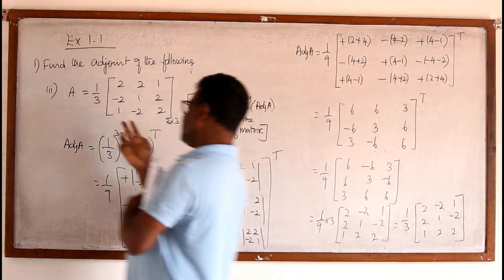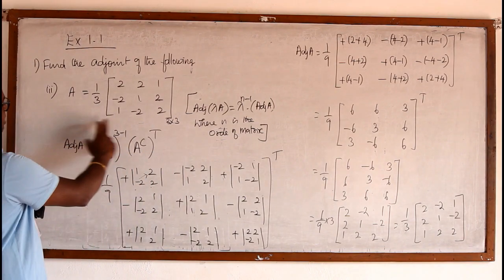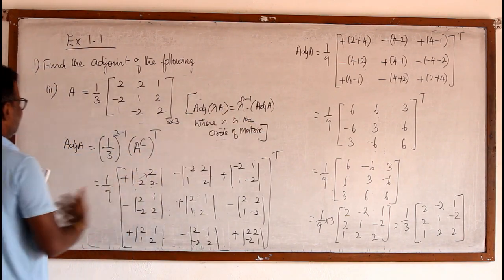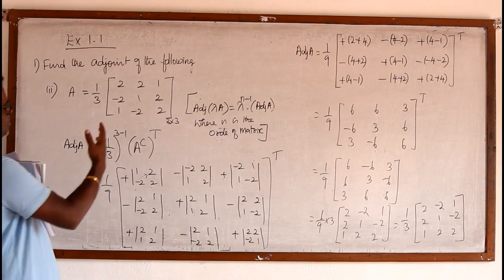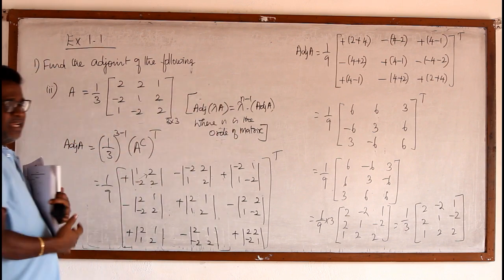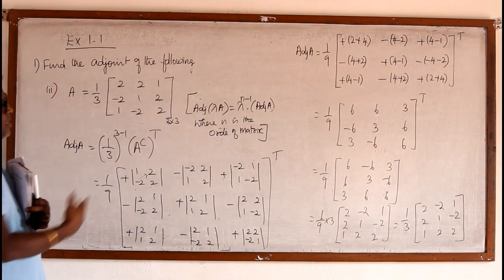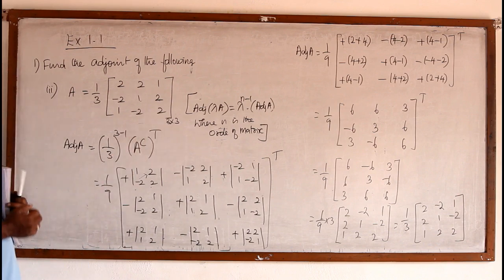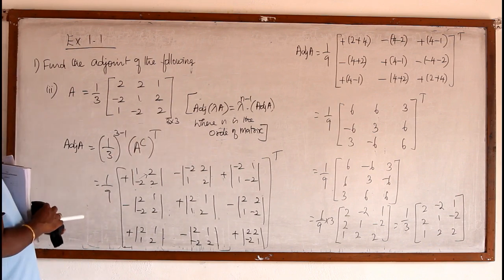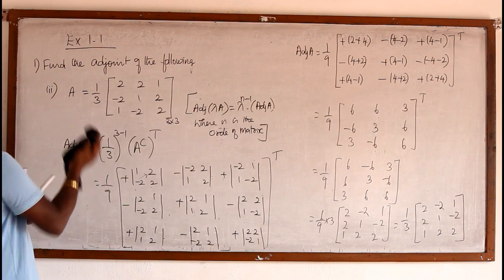So if you have a constant multiplier with the matrix, then you must apply this theorem. This is the only problem you have in this form. So it is lambda power n minus 1, where n is the order of the matrix. And if you find the adjoint this way, it will be easier. So this is the method we are following, and it will be easy also.